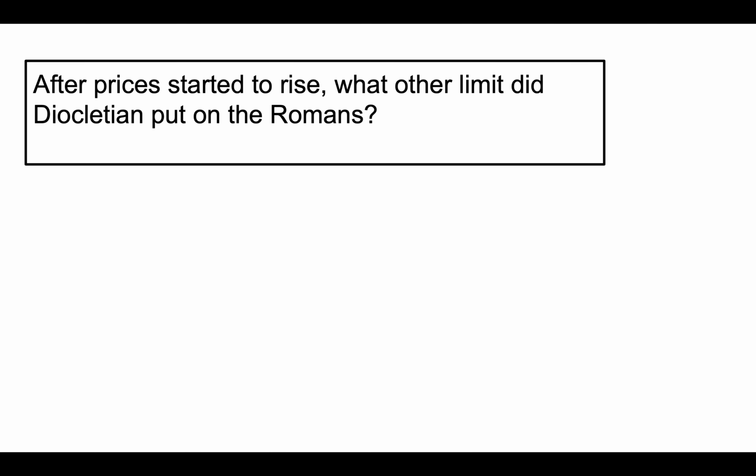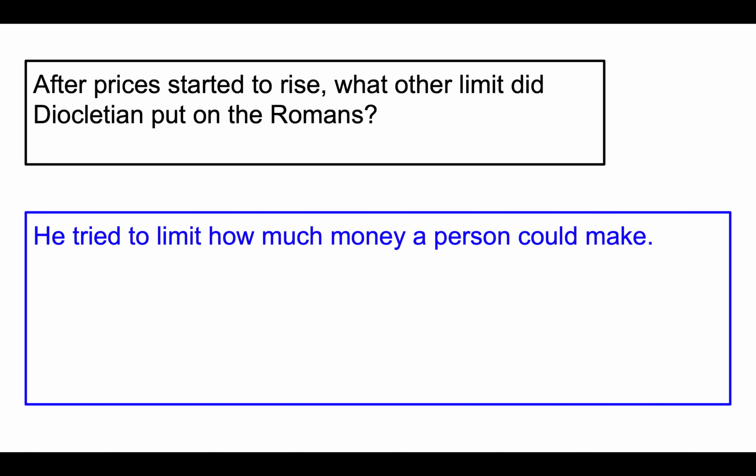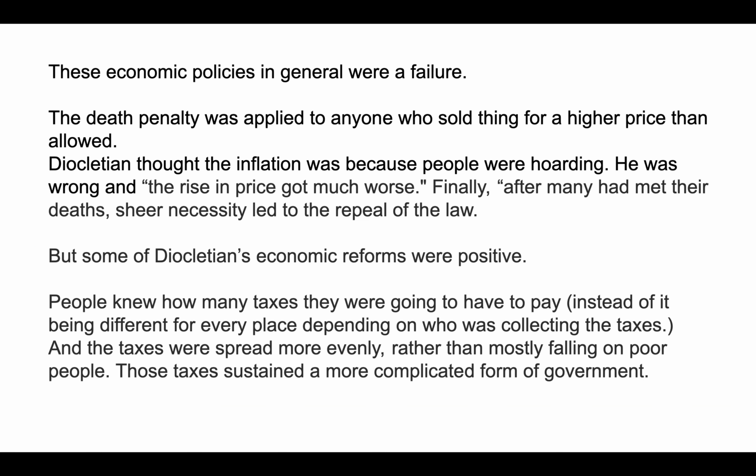So after prices started to rise, what other limit did Diocletian put on the Romans? He tried to limit how much money a person could make. You might think, well, I guess that's a way of doing it, but in general, Diocletian's economic policies were a failure. So when I said that he tried to limit how much a person could make and how much they could charge for what they were selling, he actually applied the death penalty to anyone who sold things for a higher price than was allowed.